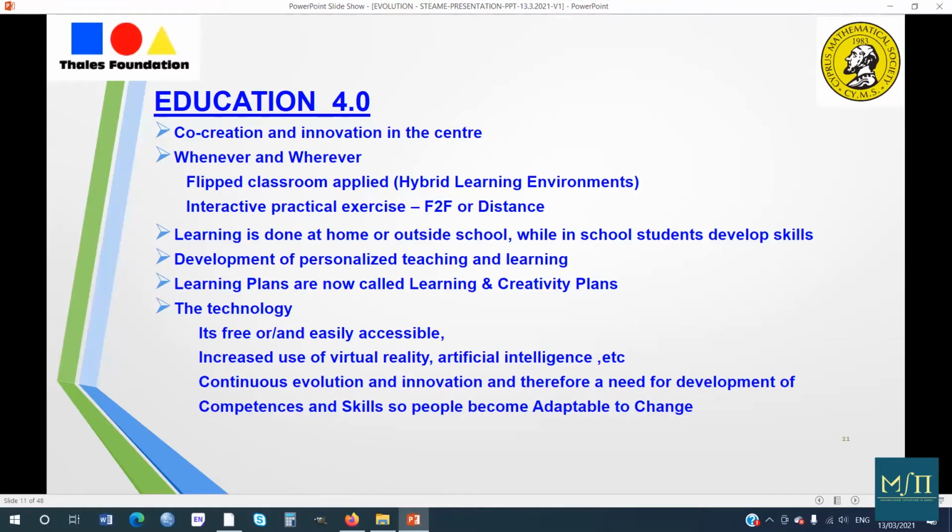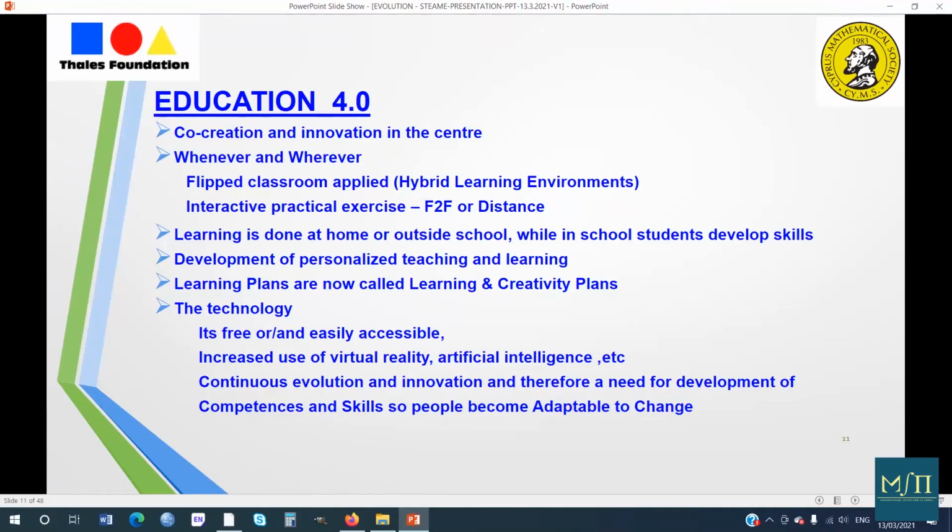So learning is done at home or outside school, while in school students will be developing skills, development of personalized teaching and learning, because there will be more time for teachers to facilitate or co-creators to devote to students who have difficulties. So individualized or personalized learning will be more available. Learning plans are now called learning and creativity plans. The technology is expected or will be expected to be free and easily accessible.